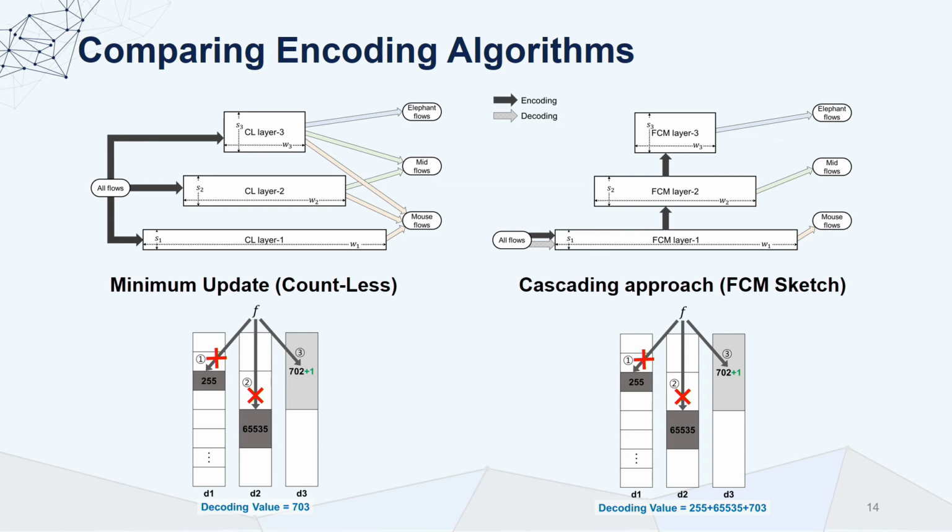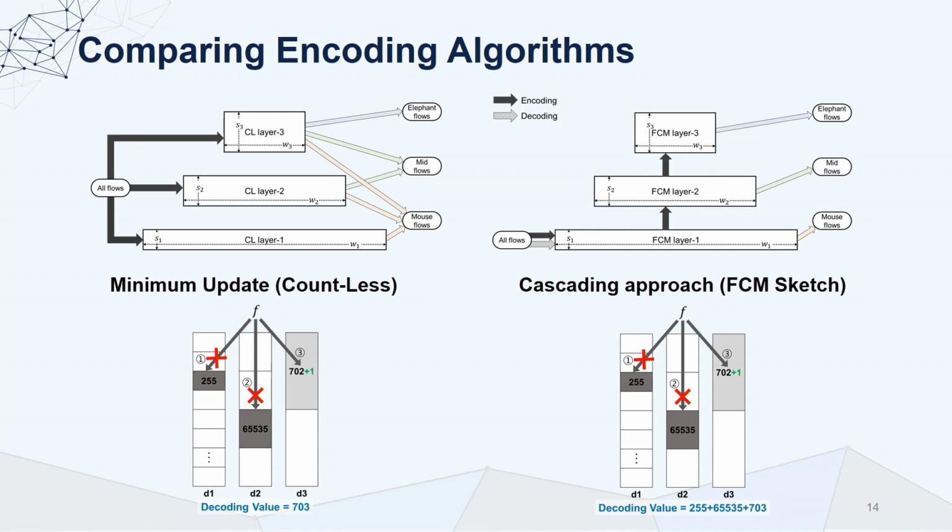Countless and FCM have the same data structure, but there is a big difference in their encoding methods. FCM counts a flow on a single layer and cascades it to the next layer when the counter overflows. But Countless encodes flows across all layers regardless of their size, so flows of various sizes can be decoded using all layers even when some of the counters are saturated. The figure below shows an example of the two schemes where some counters overflowed.